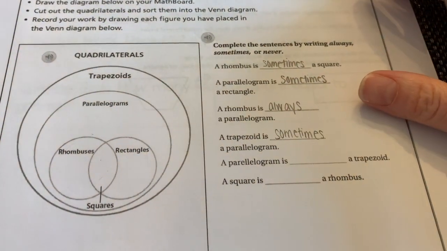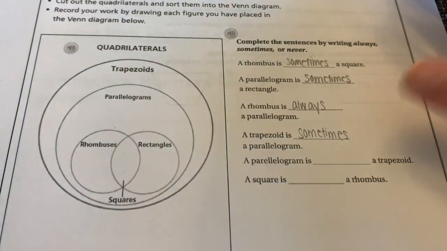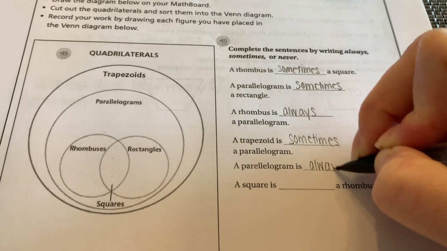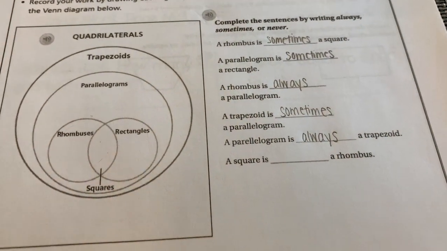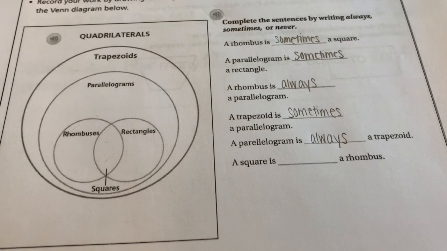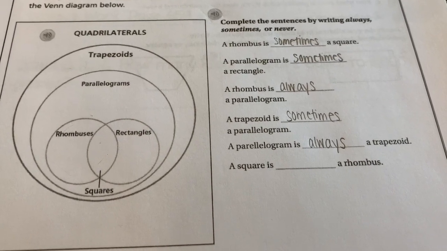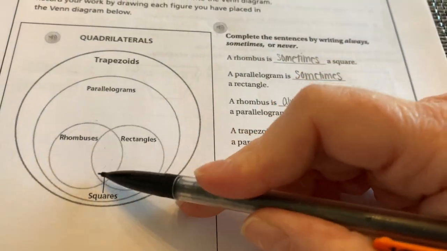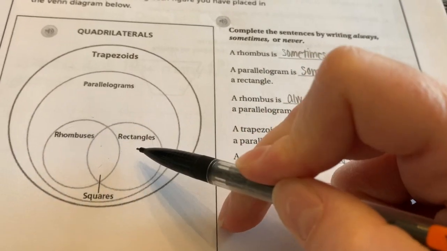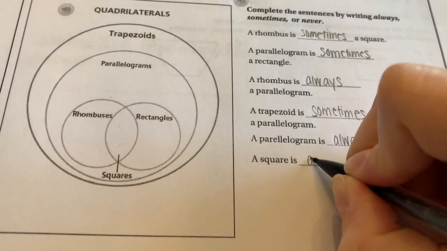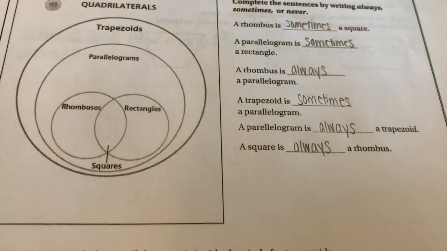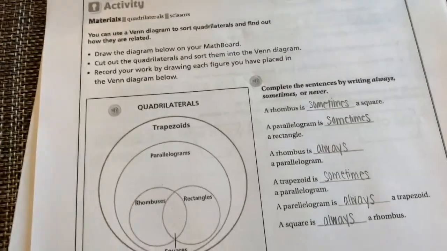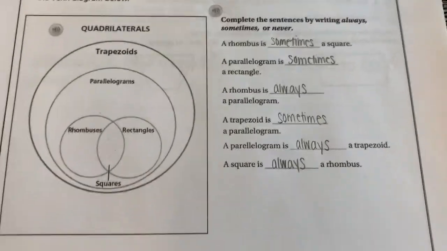Sorry. A parallelogram is blank a trapezoid. That's going to be always because it's inside that circle. A parallelogram is always a trapezoid because it always has at least one pair of opposite sides parallel. And then finally, a square: is it sometimes a rhombus, always a rhombus, or never? It's within the rhombus circle and the rectangle circle at the same time, so it's always a rhombus because a square always has all sides equal. I know this is confusing, so try not to let yourself get overwhelmed by this. You can always refer back to the diagram if you need to.